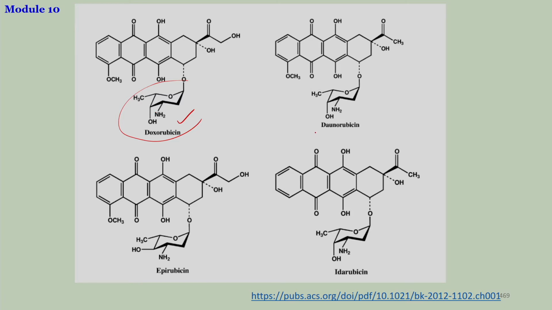Doxorubicin was initially synthesized from daunorubicin. Daunorubicin is a naturally occurring molecule, a natural product. It has the amine group and is very closely similar to the doxorubicin structure. This is epirubicin, this is idarubicin. Many of them are available as drugs in the market and they contain carbohydrates.